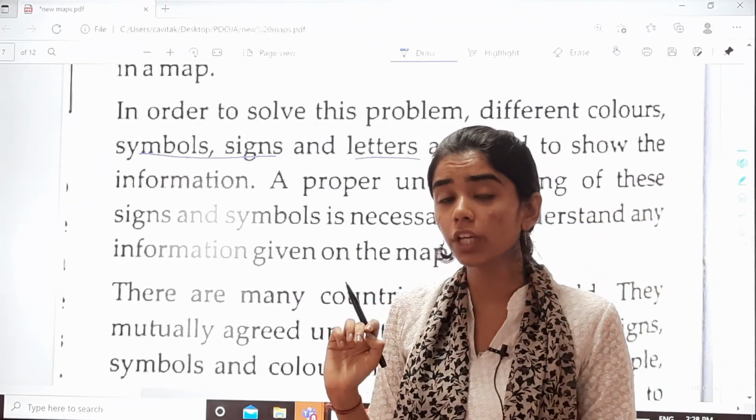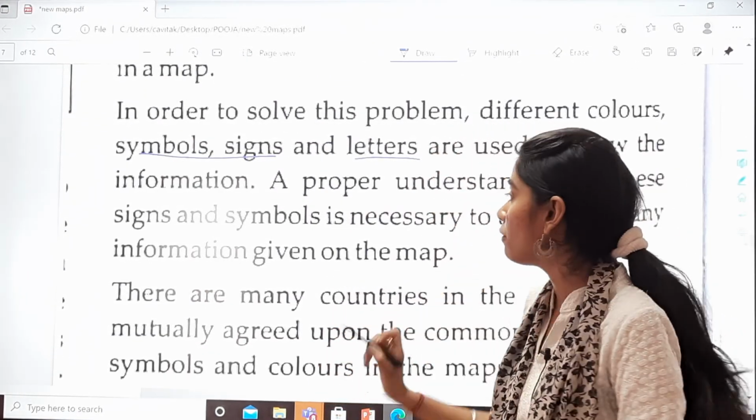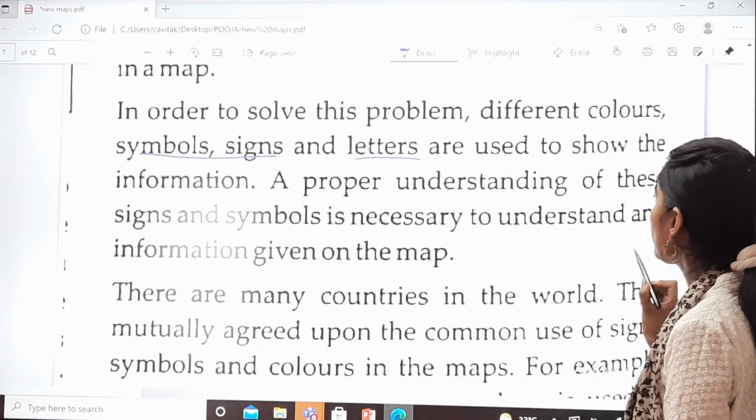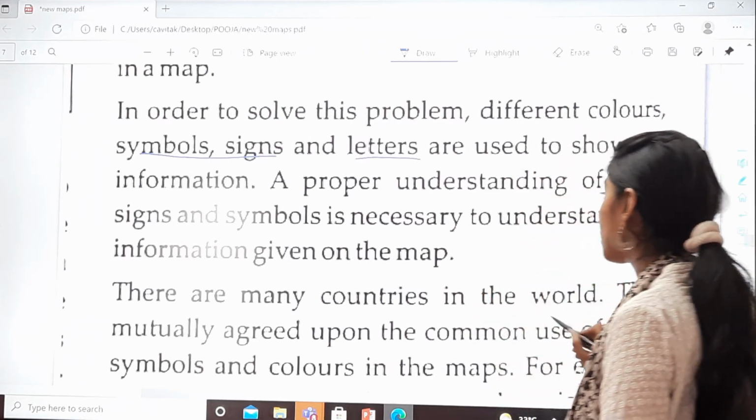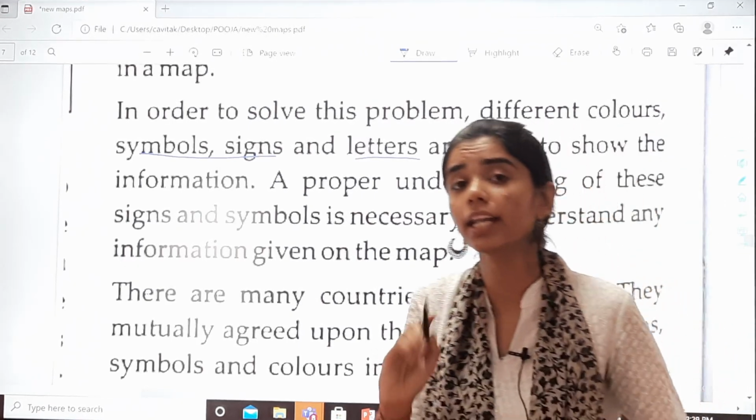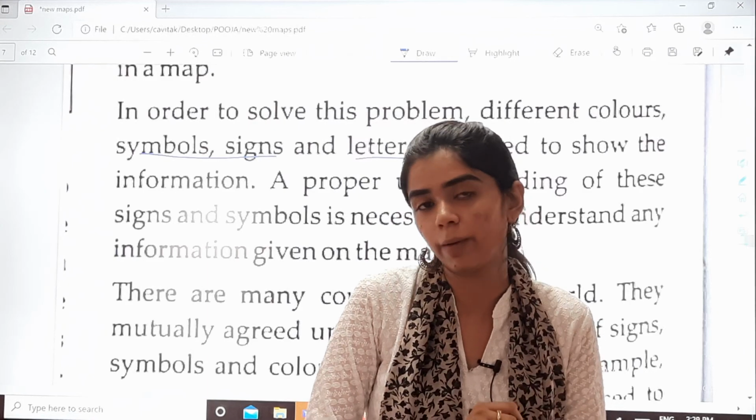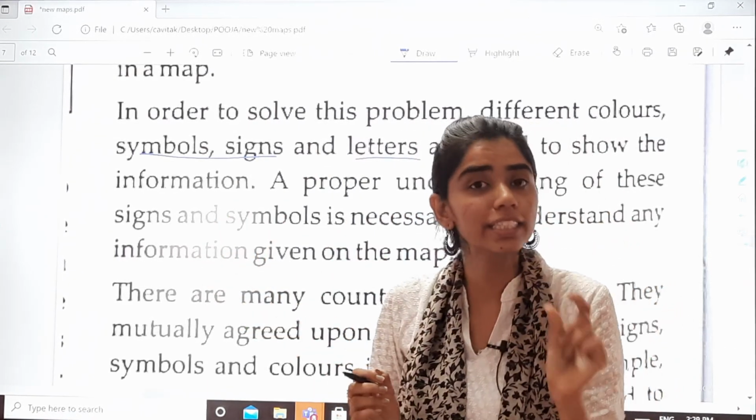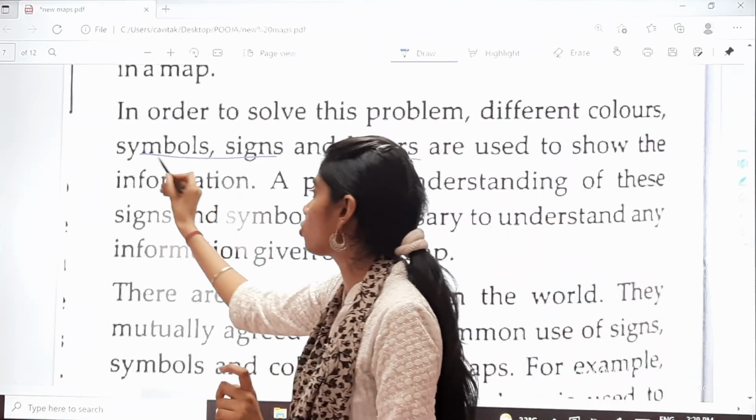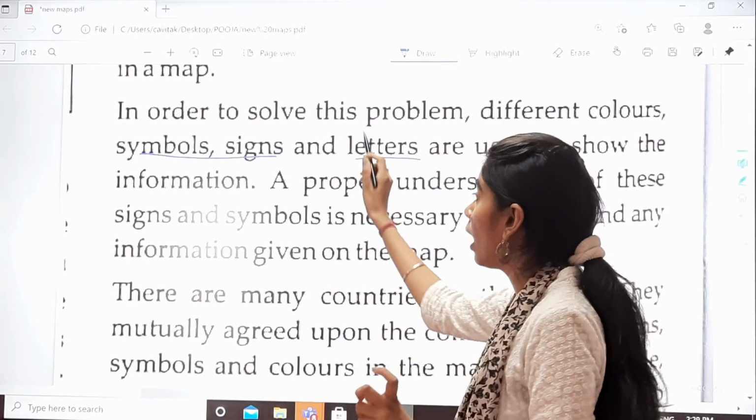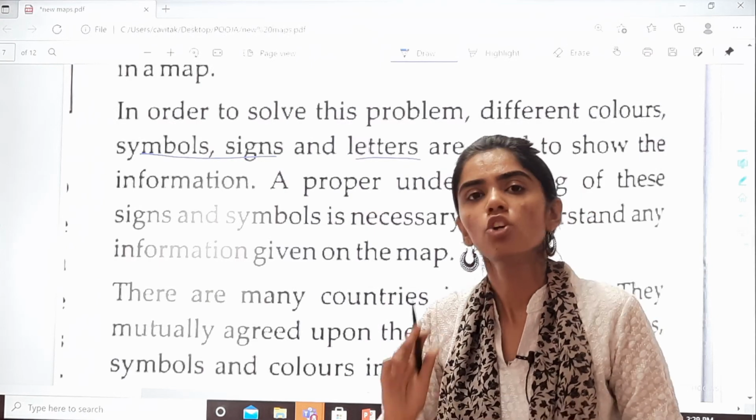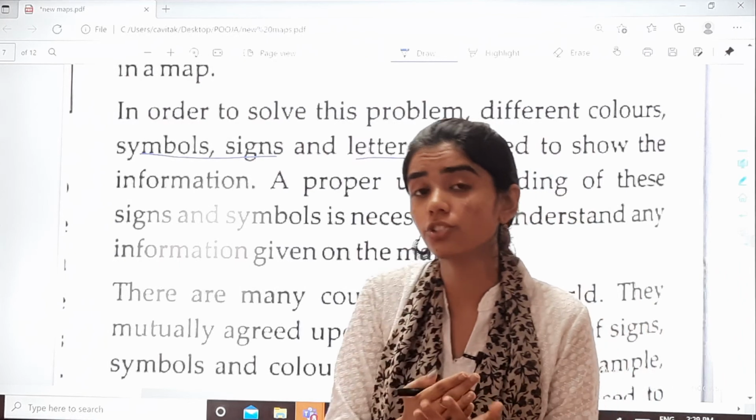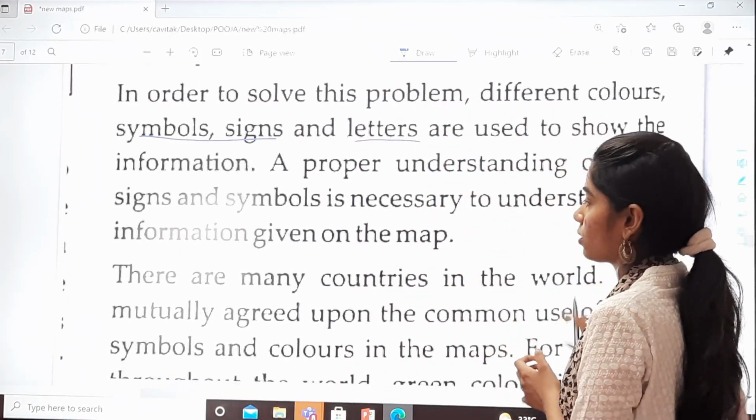When they want to show the information, what do we do? We use different symbols, signs and letters. A proper understanding of the sign and symbol is necessary to understand any information given on the map. Naturally, if you are seeing a map and there are certain symbols given, if there is Gujarat, they have made a certain symbol, Maharashtra, they have made certain symbols. So what does the symbol mean? That we should know. For that we need to study about it.